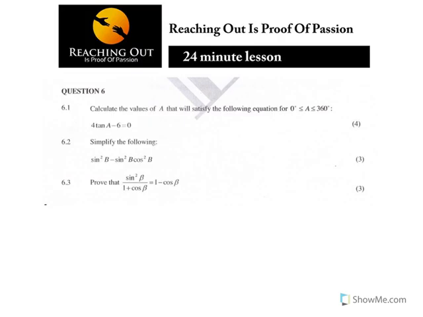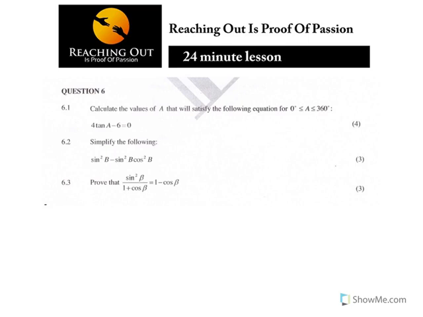So that was quite an interesting question. Now let us move on to the last question. The last question that they asked on this particular question paper that was written in April was on trigonometry. The whole of question 6 is focusing on trigonometry. Question 6.1 says, calculate the values of a that will satisfy the following equation for 0 is less than or equal to a and a is less than or equal to 360.